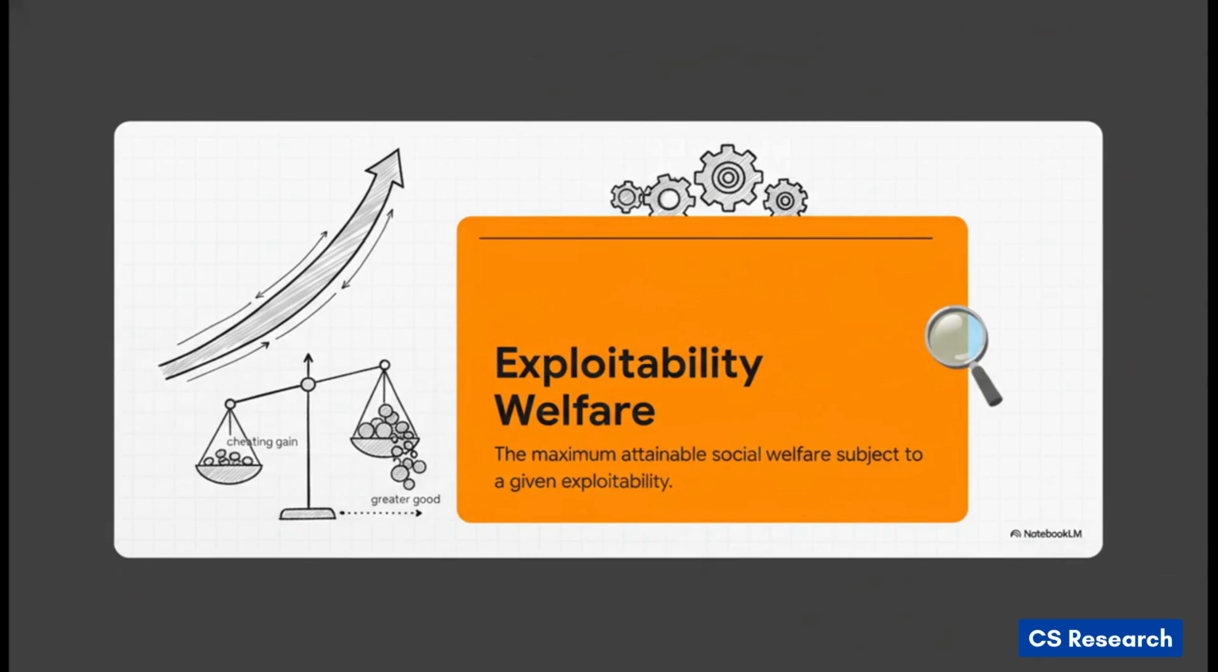And this revelation leads us to a powerful new concept, the Exploitability-Welfare Frontier, or EWF for short. Mathematically, it's defined as the maximum attainable social welfare subject to a given exploitability limit. But really, just think of it as a sliding scale. It's the mathematical trade-off curve between accepting just a tiny bit of system vulnerability, meaning letting individuals potentially gain a little bit by cheating, in exchange for a massive system-wide increase in the greater good.